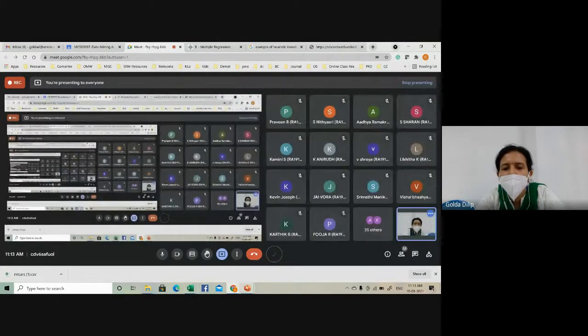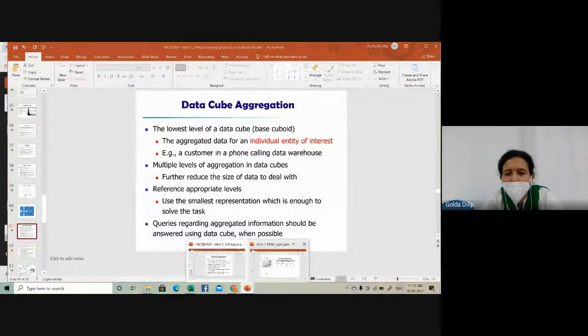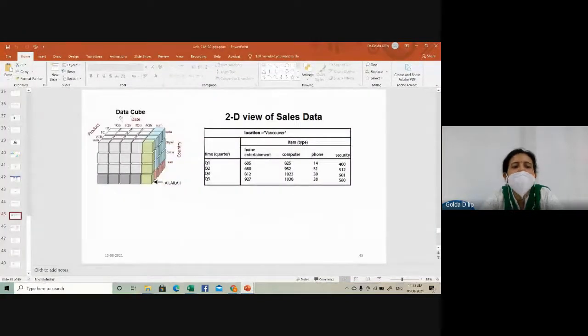Right, so let's come back. This data cube, what I was telling, represents the aggregate data. You can see here the quarterly data is being represented. Quarterly data in the sense four months, a quarter. The entire time period is divided into four quarters.